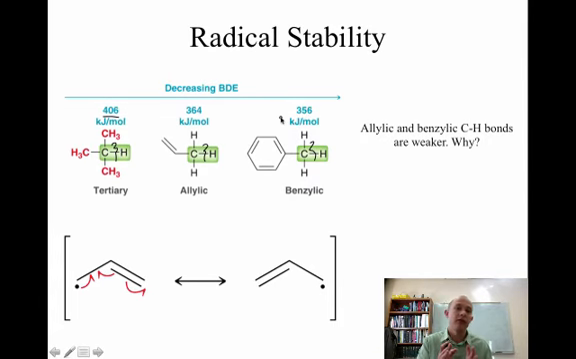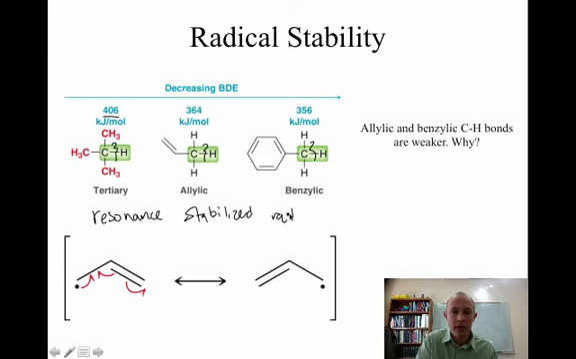Why would that be? Well, remember that any way that we can spread out electrons through resonance is going to be a stabilizing effect. So resonance stabilized radicals are going to be the most stable, we'll say. And so you want to look for allylic CH bonds or benzylic CH bonds. Okay.